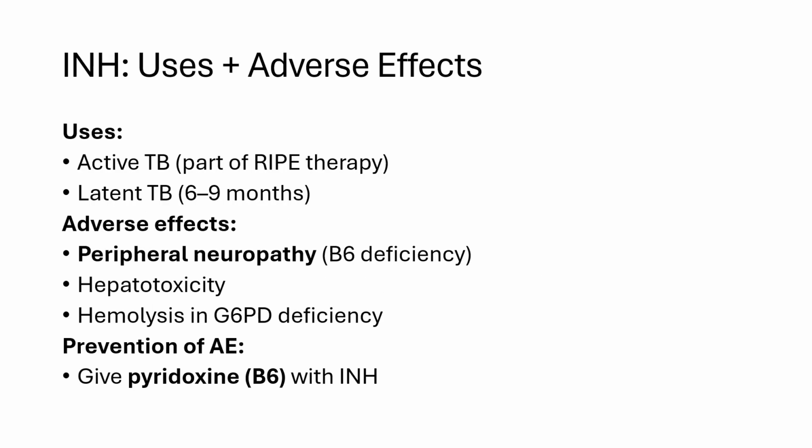Okay, so isoniazid we are using for active TB as part of RIPE therapy. RIPE therapy you'll learn more about in actual infectious disease, but that is a standard first-line treatment, a 6 to 9 months regimen for active tuberculosis, and it involves several drugs in combination. And then isoniazid can also be used for latent TB, typically for 6 to 9 months.